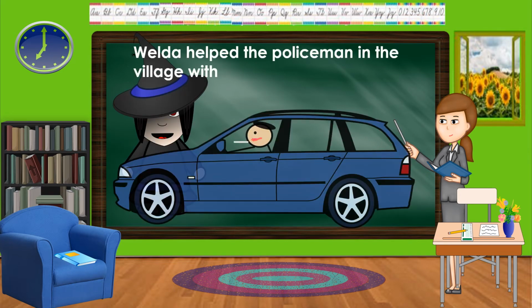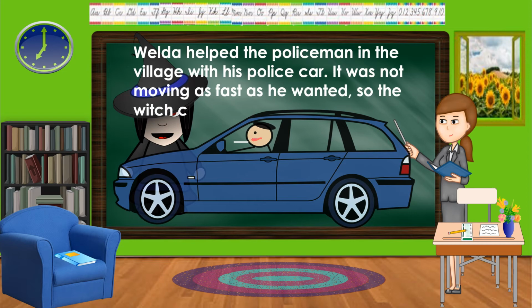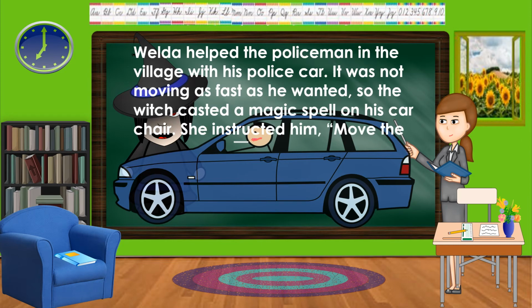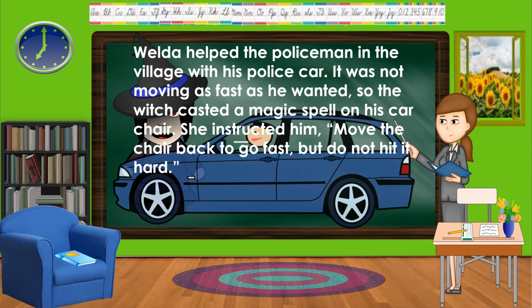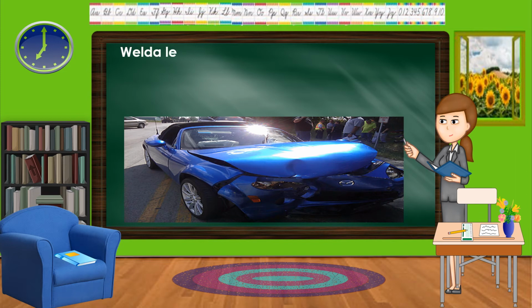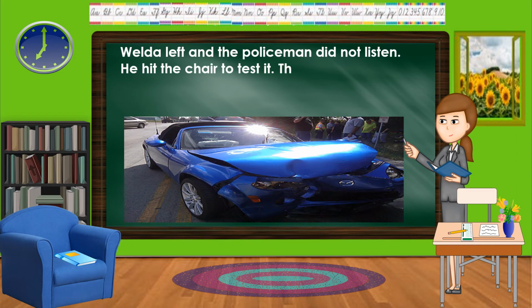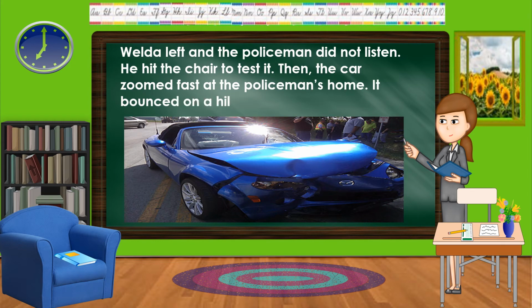Welda helped the policeman in the village with his police car. It was not moving as fast as he wanted. So the witch cast a magic spell on his car chair. She instructed him, move the chair back to go fast, but do not hit it hard. Welda left and the policeman did not listen. He hit the chair to test it. Then the car zoomed past the policeman's home. It bounced on a hill and went so fast that it flew into a tree.